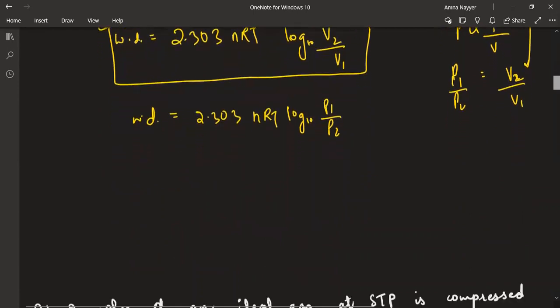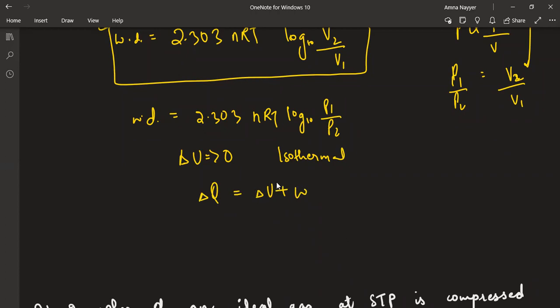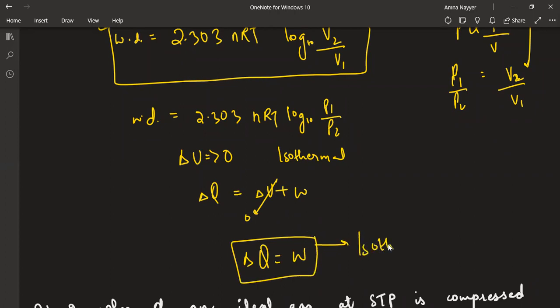And apart from this, one more thing class, see, delta U will be 0 here. For the isothermal process, your internal energy change becomes 0. So if you put it in the first law of thermodynamics, delta Q is equal to delta U plus W, this term becomes 0. So all your heat is equal to work done. This is valid for isothermal only.